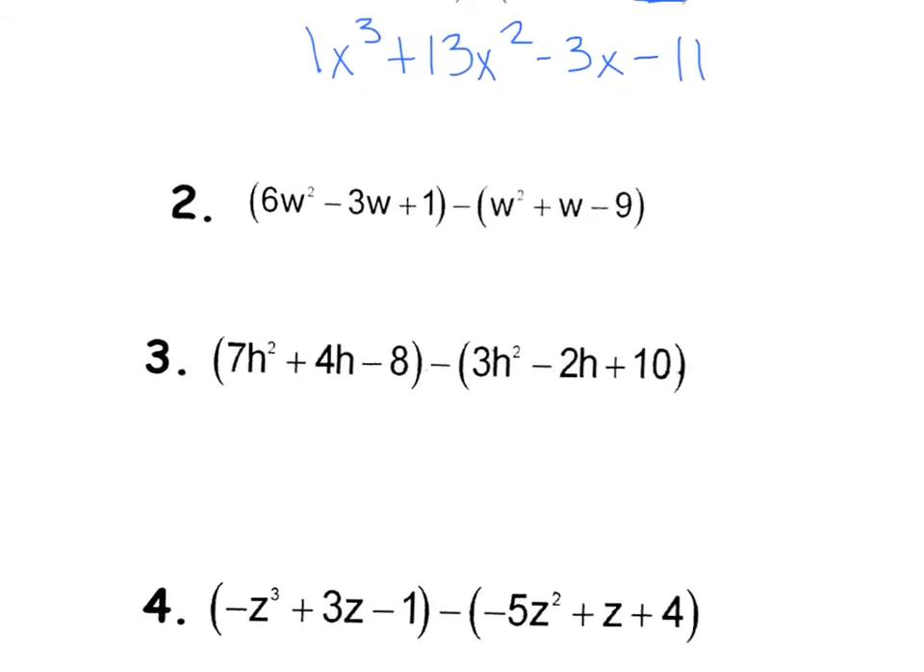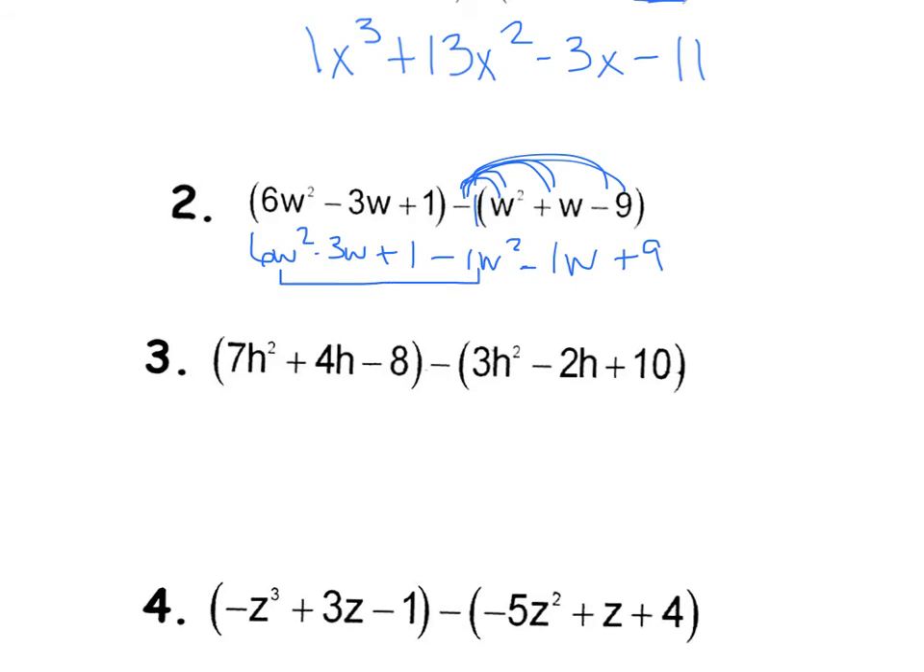So if we look at number 2 and we just imagine a negative 1 here and we distribute this, 6w squared minus 3w plus 1 all come down. But the negative 1 gets distributed to these three pieces. Negative 1 times w squared is negative 1w squared. Negative 1 times w is negative 1w. And negative 1 times negative 9 is positive 9. And now we can just simply combine like terms.